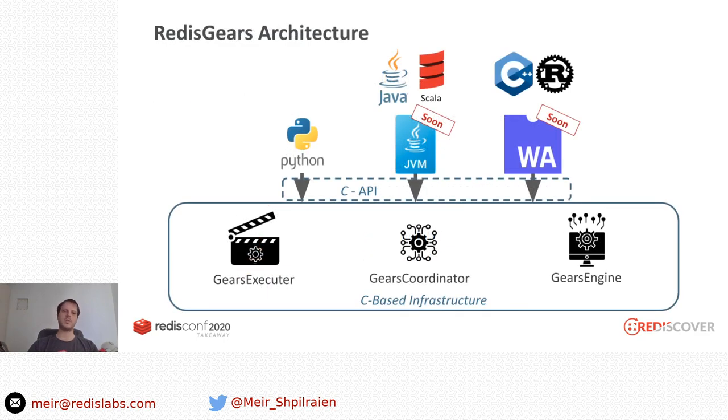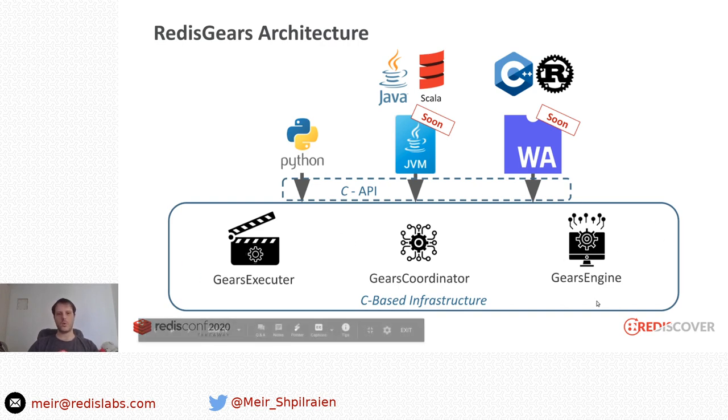So, let's talk about the components of RedisGears. I already said that RedisGears runs an embedded Python interpreter, and this embedded Python interpreter interacts with the RedisGears core with the CAPI. The RedisGears core provides a CAPI to interact with it. Now you can interact directly with the CAPI, or you can write Python that interacts with it. The RedisGears core has three components. The first component is the Gears Executor. The executor is responsible for executing your RedisGears function on events, or immediately if you use the run function. And it's responsible for registering for key notifications, for example, and executing your function whenever a key changes.